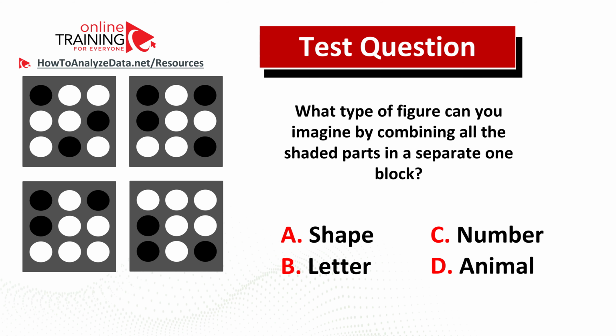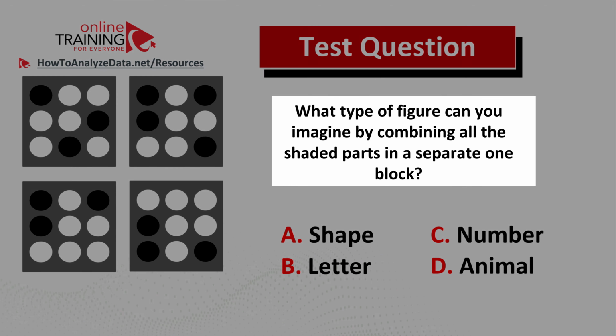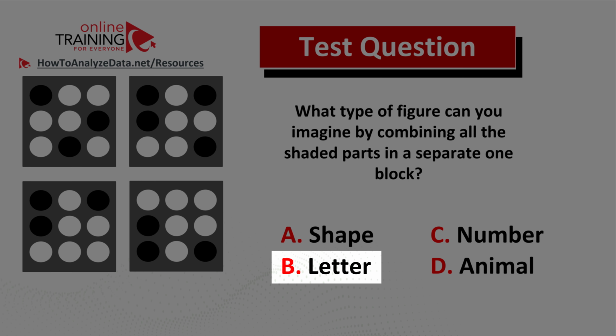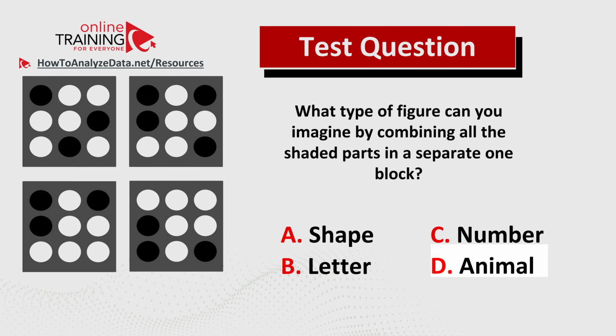Here's the tricky question from the real test. What type of figure can you imagine by combining all the shaded parts in a separate one block? And you have 4 different choices: shape, letter, number, or animal. Do you think you know the answer? Now might be a good time to pause this video to see if you can come up with the answer on your own.